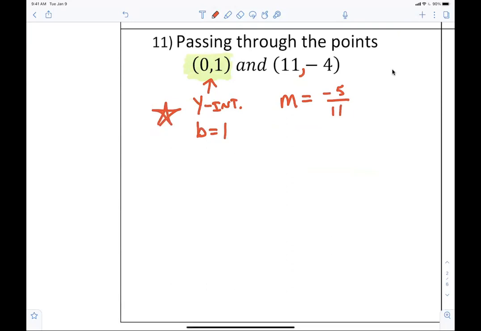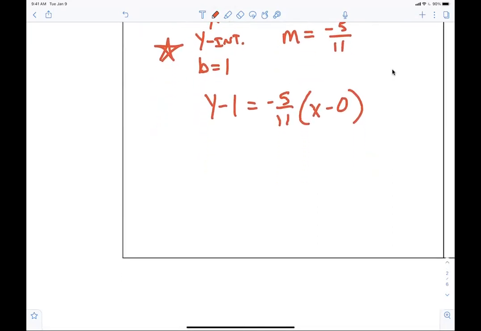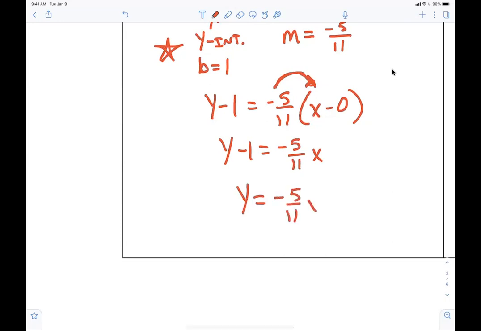So now what's the equation? y minus 1 equals -5/11 parentheses x minus 0. So far, so good. Now what do I need to do? We do y equals mx plus b. We have to distribute, correct? I have to distribute -5/11 times x. And now you bring the 1 over. So y equals -5/11 x plus 1.